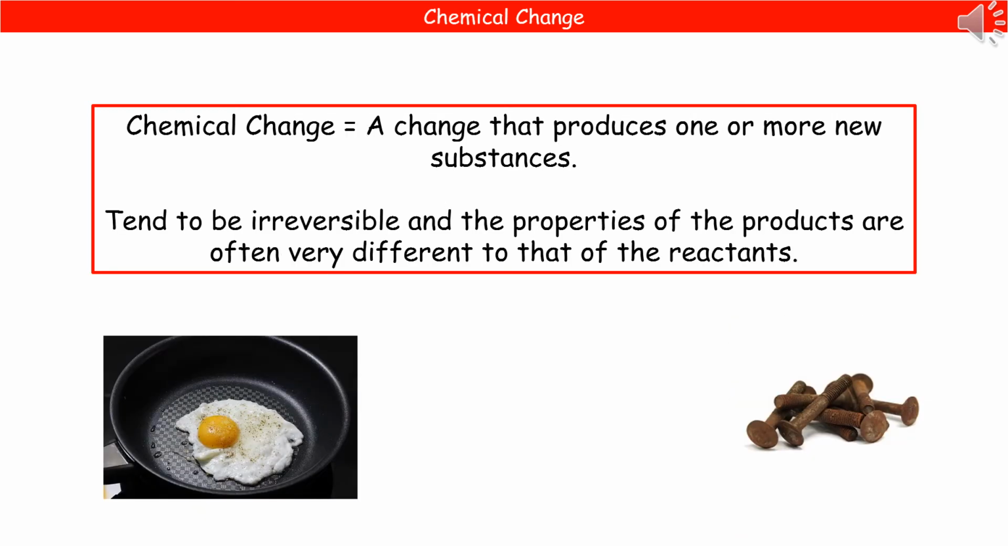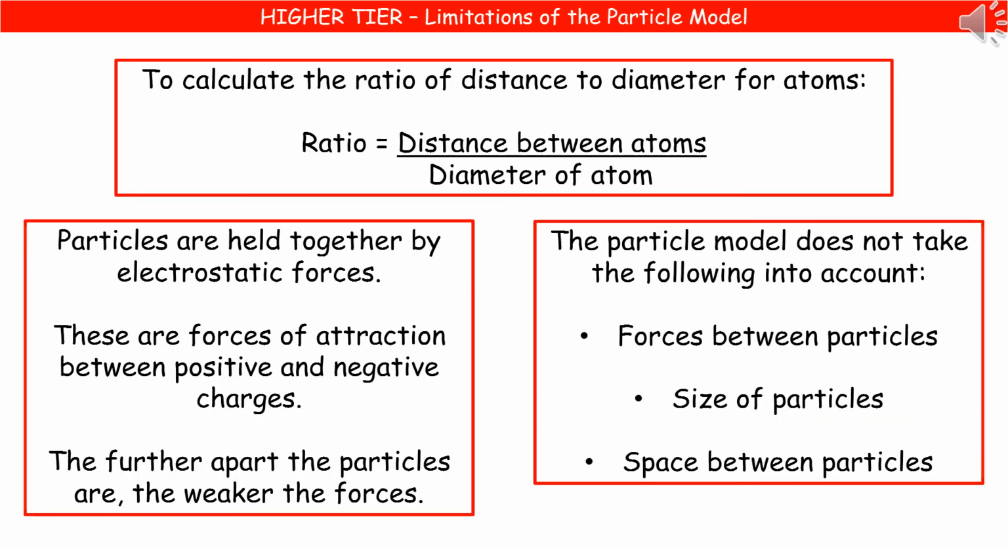We also have a chemical change, which is a change that produces one or more new substances, and these tend to be irreversible, and the properties of our product are often very different to that of the reactants. If we're asked to calculate the ratio of distance to diameter for atoms, all you do is the distance between the atoms divided by the diameter of the atom from the question.